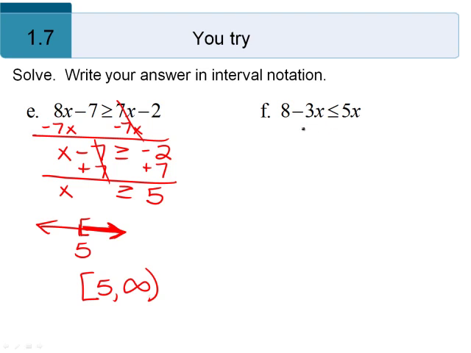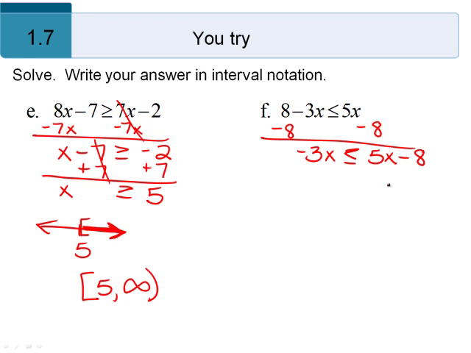Okay, this one's kind of weird because it is technically easier to move the variable to the right-hand side, but because everybody gets the graph wrong and then they get the interval wrong, I'm going to move the variable to the left, but I'm going to do it in my second step. So don't freak out. I'm going to move this 8 to the right. Okay, so I'm going to move the constant to the right. I'm just going to subtract 8 over here. Okay, negative 3x comes down is less than or equal to 5x minus 8.